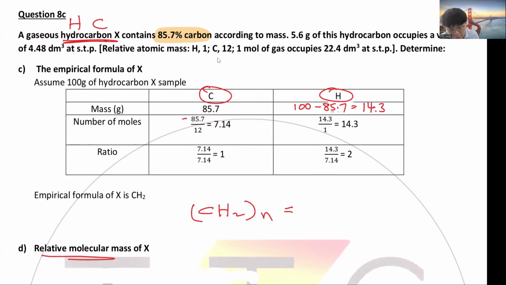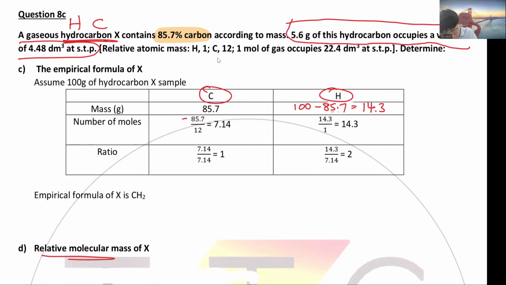Okay, so how do you find the mass? This is what they do. They give you this 5.6 gram of this occupied a volume of 4.48. Means I show you, 5.6 gram the mass, and then the volume equals to 4.48 dm3. Okay, this question is the tricky question.